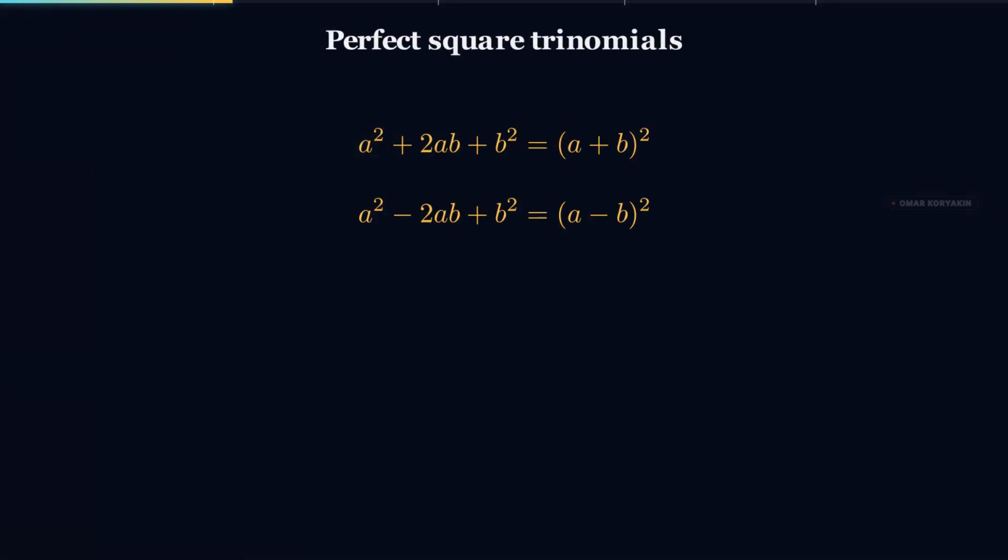The plus version says a squared plus 2ab plus b squared equals a plus b, squared. The minus version says a squared minus 2ab plus b squared equals a minus b, squared. They mirror each other across one middle sign.